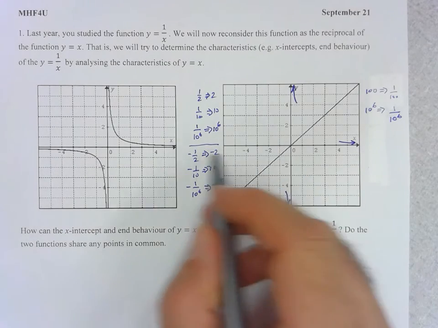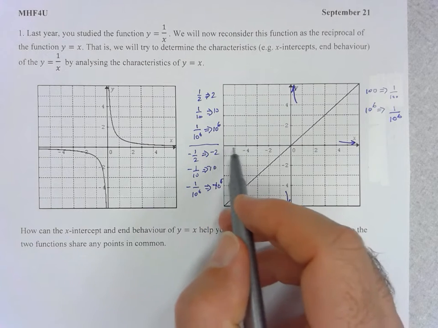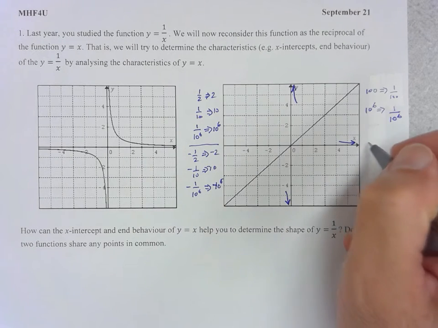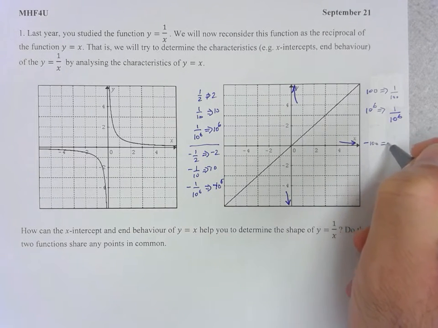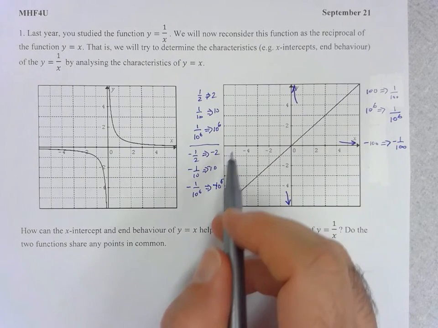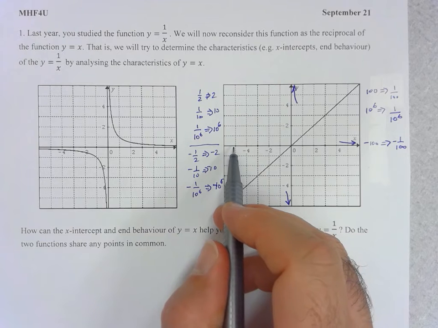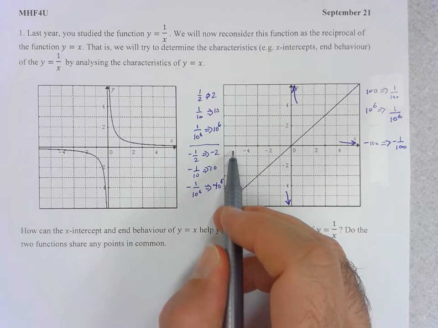Now similarly on the other side, if I take smaller and smaller numbers, so if I take negative 100 and take the reciprocal, I get negative 1 over 100. A number very close to 0, but now on the negative side.